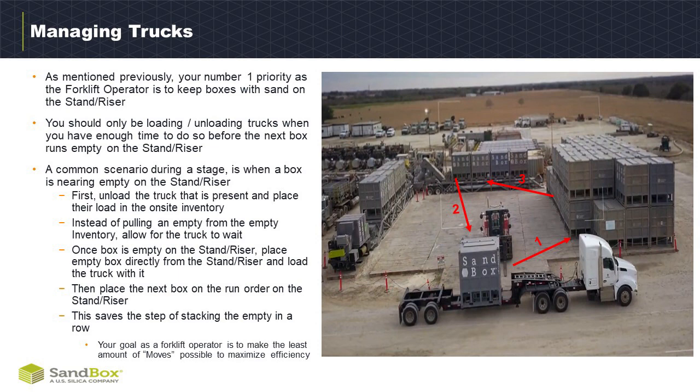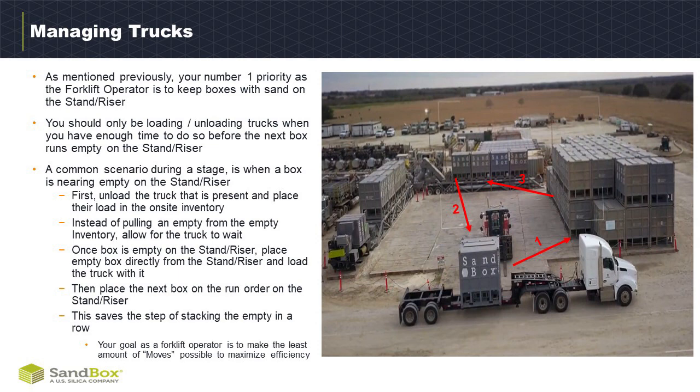A common scenario during a stage that can increase your efficiency is when a box is nearing empty on the stand or riser. First, unload the truck that is present and place their load in the on-site inventory. Then, instead of pulling an empty from the empty inventory, allow for the truck to wait. Once the box is empty on the stand or riser, place the empty box directly from the stand or riser onto the truck that is waiting for an empty box. Then you can place the next box on the run order on the stand or riser.